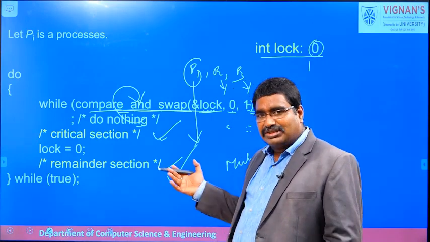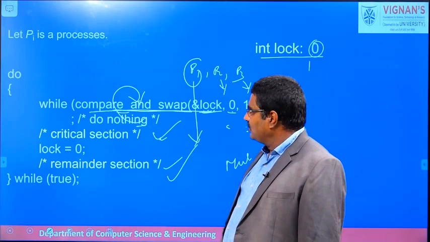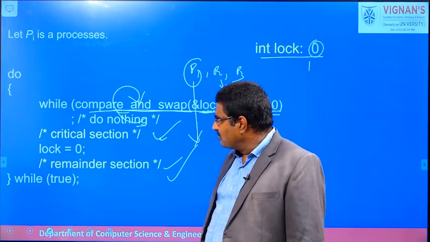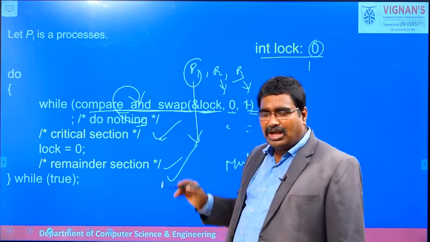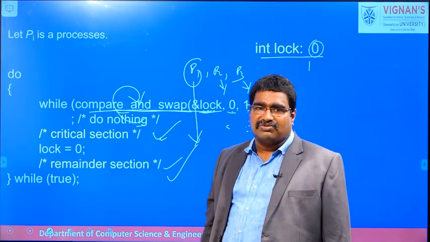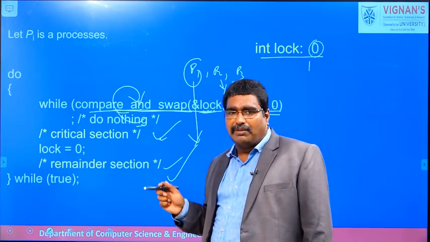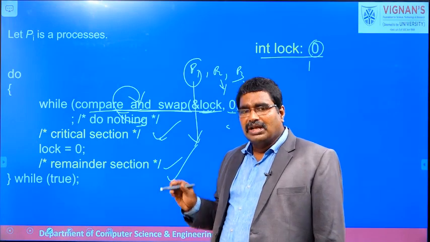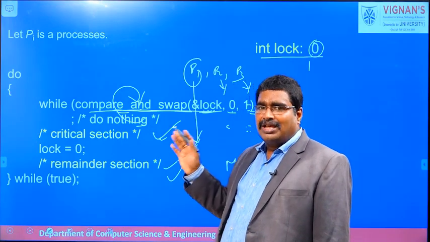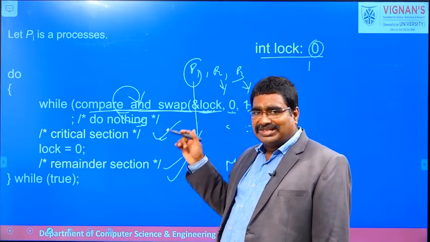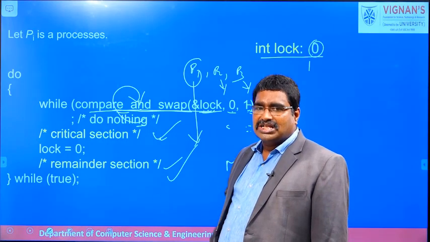So in today's class, we discussed how to use test and set, similarly swap, and another one, compare and swap. And what is the difference between swap and compare and swap? Swap takes Boolean parameters and takes only two parameters. It directly performs the swap operation, and the value existing on the lock is written by the swap function.